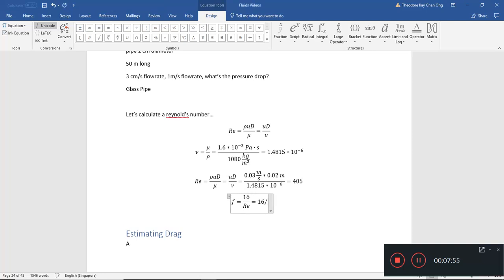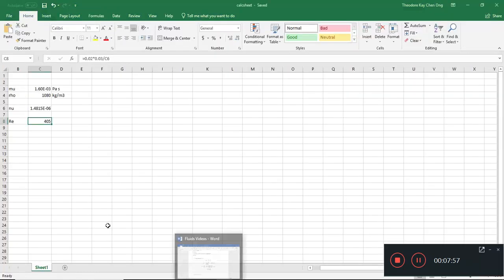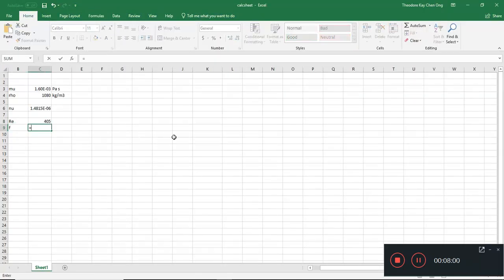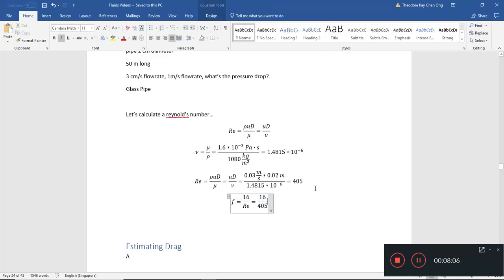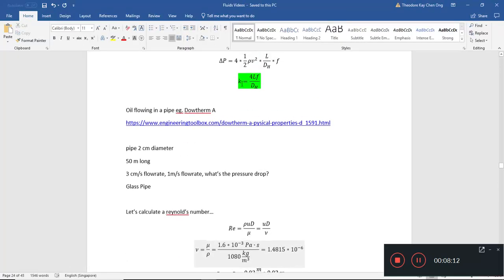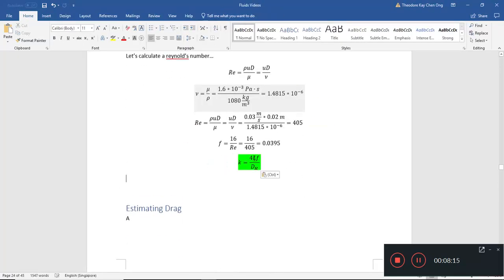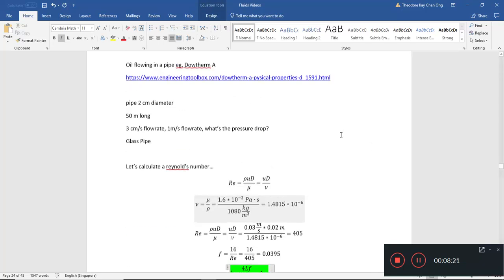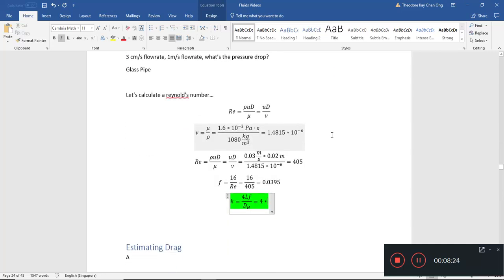So 16 divided by 405 equals 0.0395. It's very simple. Okay, so let's calculate our K. Our K is as such: 4 times L. L is what? 50 meters long, times 0.0395, that's F, divided by D. What's D? D is just our diameter, which is 0.02 meter.